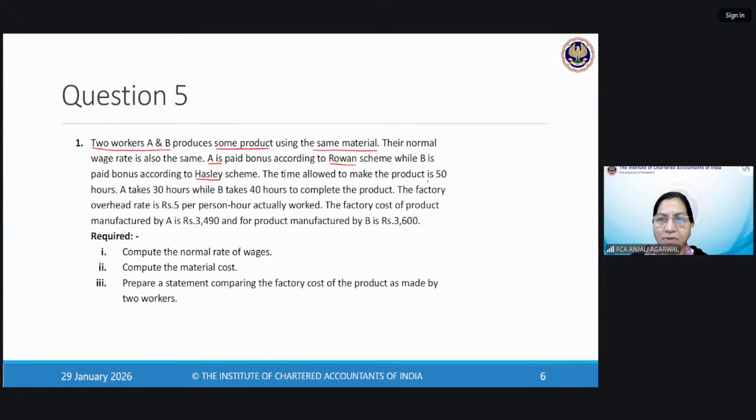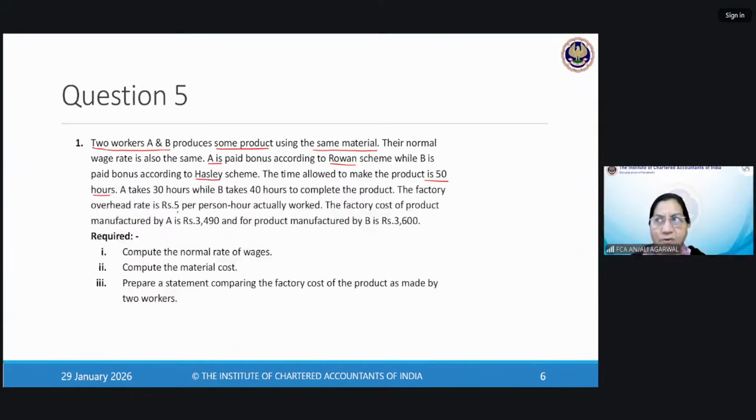The time allowed to make the product is 50 hours. So standard hours are mentioned here. How much time should this output be produced in? The standard hours is 50 hours. A takes 30 hours while B takes 40 hours to complete the product. So you can say standard hours are 50. For A, actual hours are 30. And that means A had saved 20 hours of time. For B, standard hours are 50. Actual hours are 40. Therefore, B has saved 10 hours.